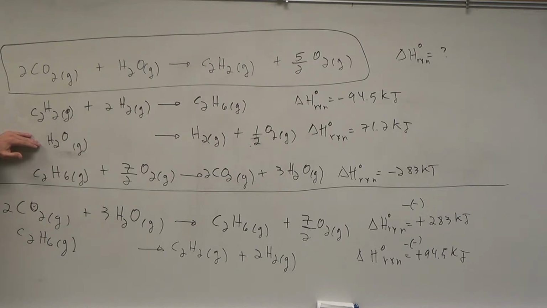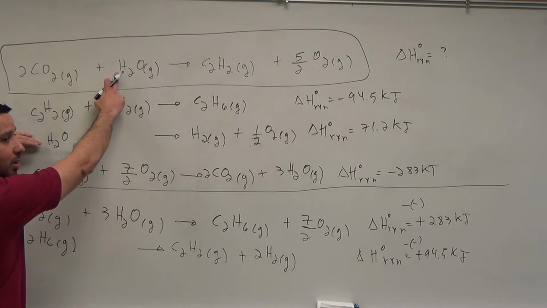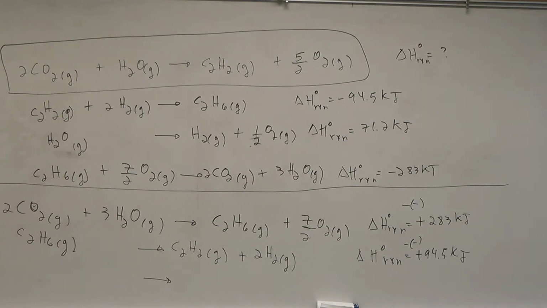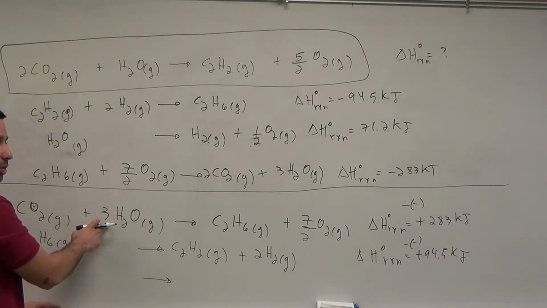I need to cancel what? The waters need to give me how many waters at the end? One water. So I need the waters to go to what side in order to cancel out, and with how many do they have to cancel out? There's 2. They have to cancel out with 2 of these, yes?